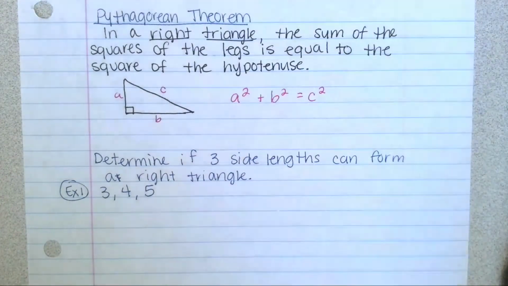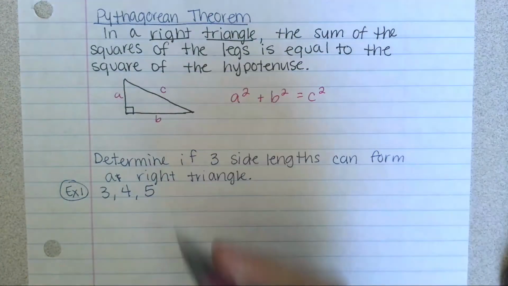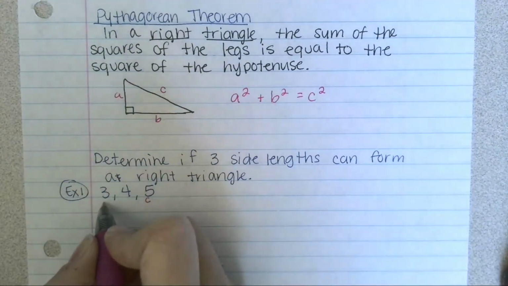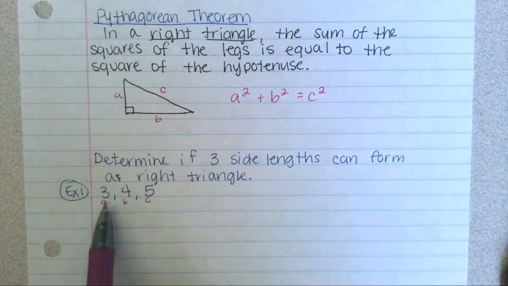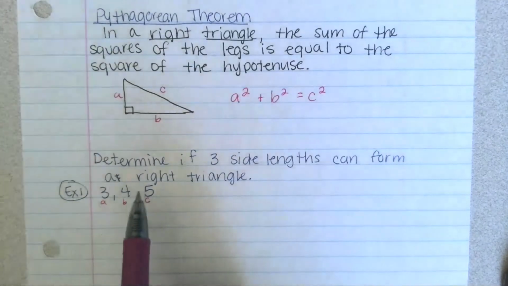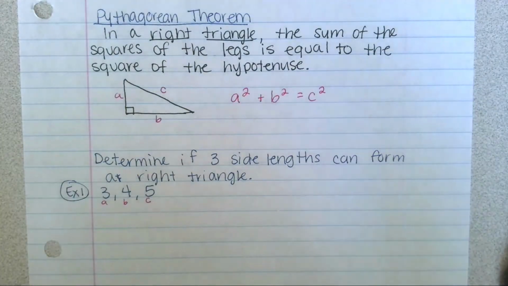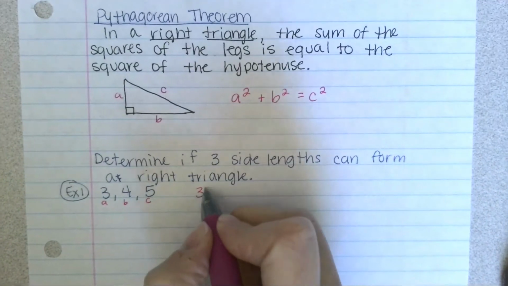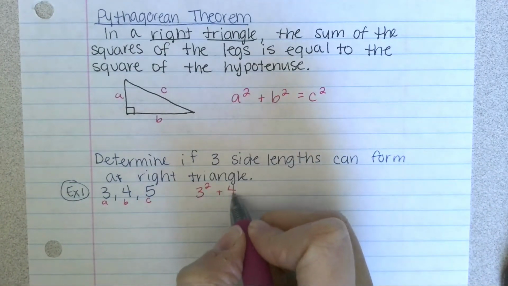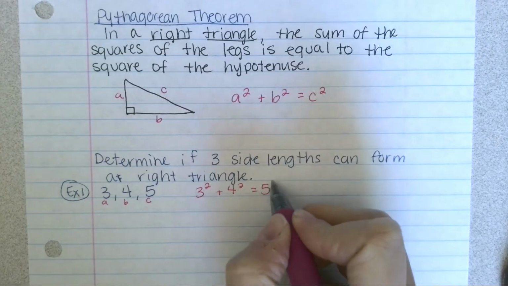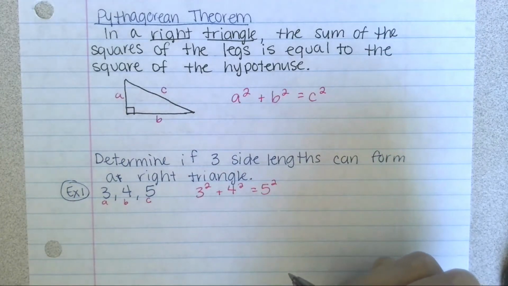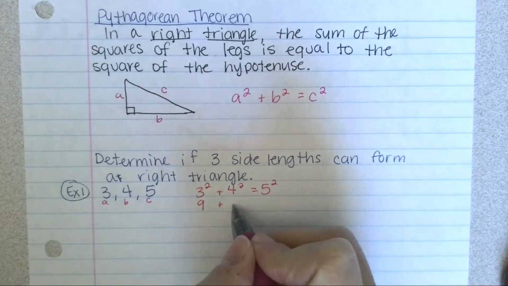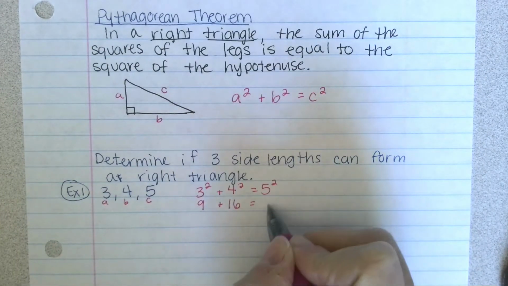So we know that our longest side has to be C, our hypotenuse, so the biggest number is always C, and then the other two are A and B. I usually make A the smallest number and B the middle number. I'm going to tell you that for A and B it doesn't matter. And then we're just going to go ahead and plug them in. So 3 squared plus 4 squared equals 5 squared, and we're going to check and see if this is true. So I know 3 squared is 9, 4 squared is 16, and 5 squared is 25.